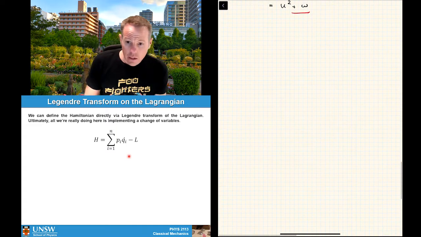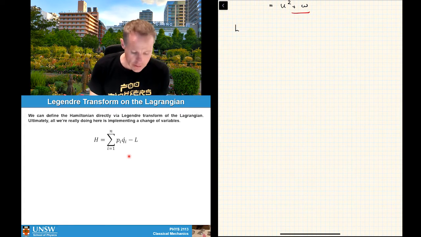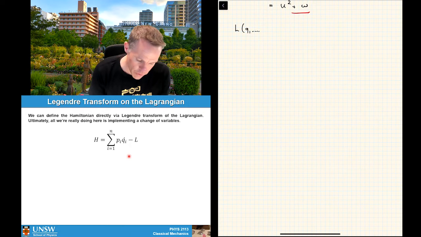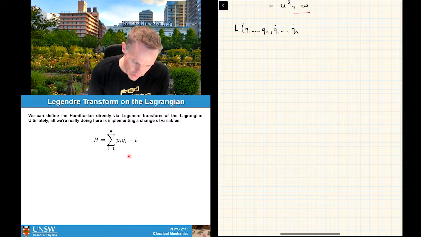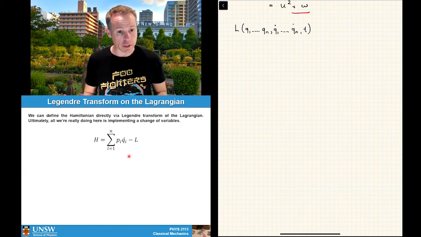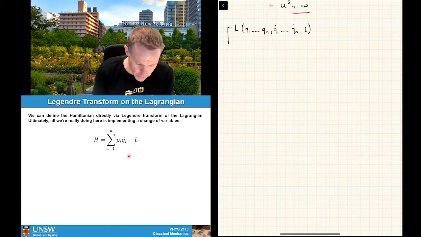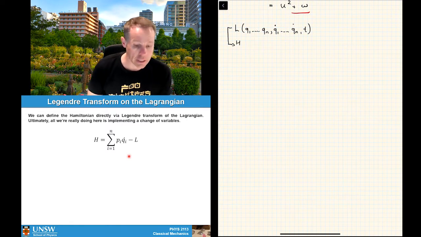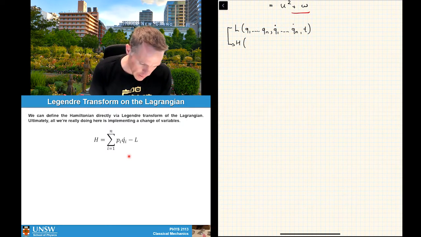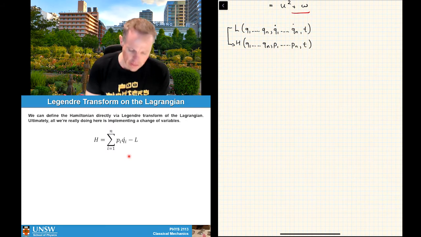If we consider where we're starting, we're going to have some function L, and now it's going to have a set of variables q1 through to qn, q1 dot through to qn dot, and possibly time t. We'll include time t just to be fully general across the whole thing. Sometimes the Lagrangian's not dependent on time and you can leave it out. What we want to do is come across to a new function that we're going to call the Hamiltonian H, and it's going to have a set of variables q1 through to qn, p1 through to pn, and the time t as well, okay?